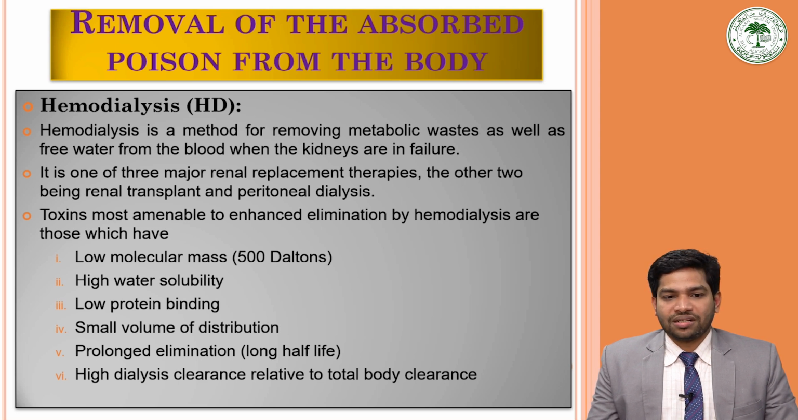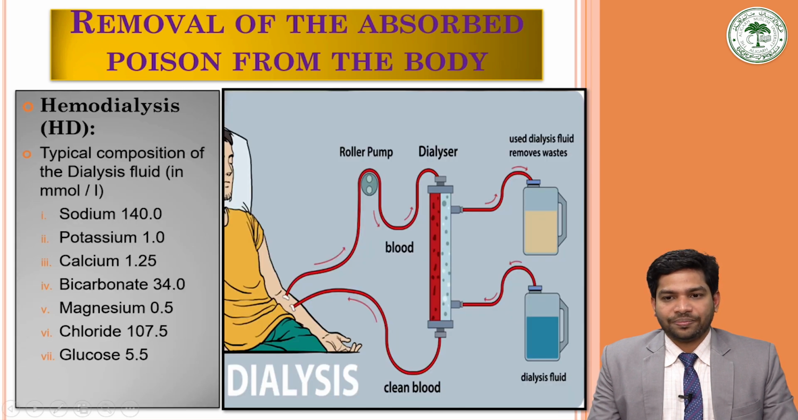Toxins most amenable to enhanced elimination by hemodialysis are those which have low molecular mass, less than 500 Daltons, high water solubility, low protein binding, small volume of distribution, prolonged elimination or long half-life, and high dialysis clearance relative to body clearance. These types of toxins are suited for hemodialysis.